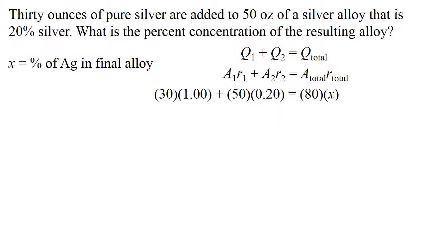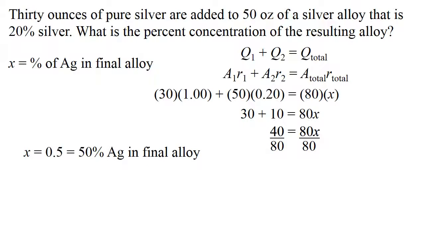Notice I'm talking about 20% silver for the second one. That means my percentages are based on silver, and I'm adding pure silver. So pure silver is 100% silver. That's why the first percentage is 100%. Multiply the left-hand side, add them together, and then get x by itself, divide both sides by 80, the coefficient, and you get x equals 0.5 or 50% silver in the final alloy. And again, that's between 20% and 100%, so it does make sense.